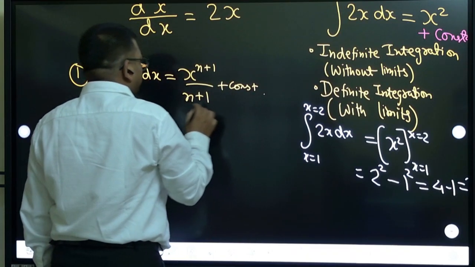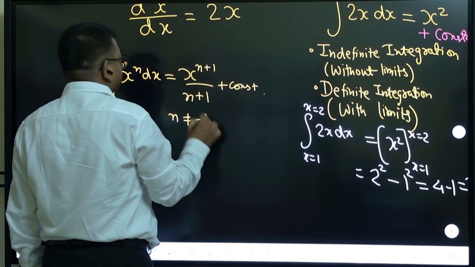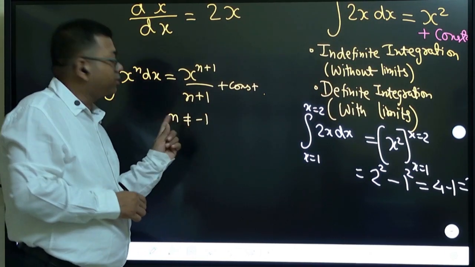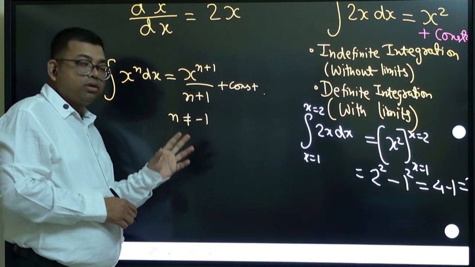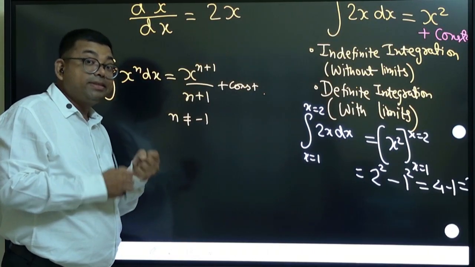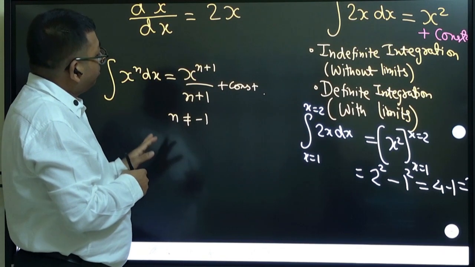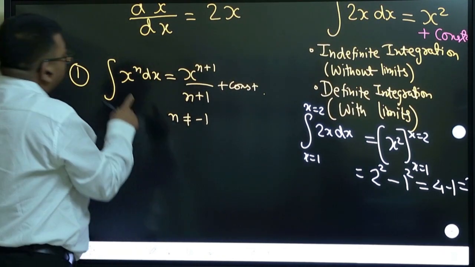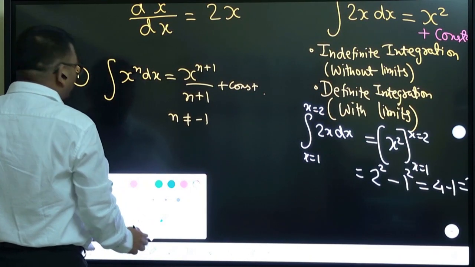But note that here n should not be equal to minus 1, because if n becomes minus 1, this will become 0 in the denominator. If it becomes 0 in the denominator, it will become not defined. That is why we cannot keep n as minus 1. So for that we have to think about it specially.